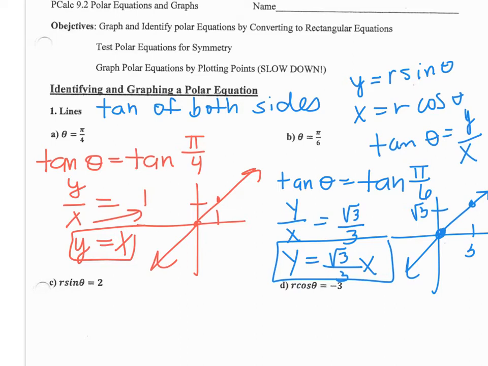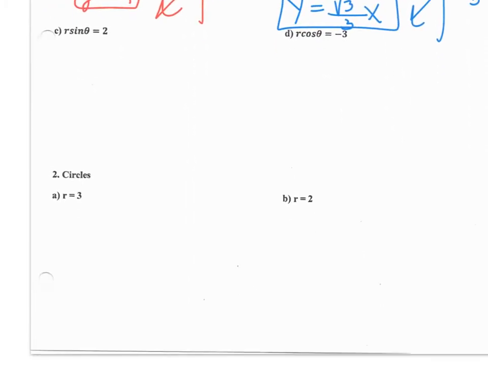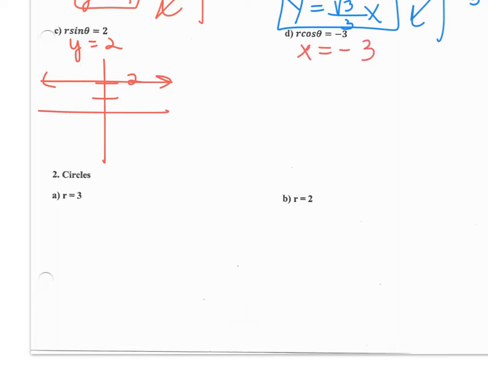All right, now let's talk about a couple that are vertical horizontal lines. Okay, r sine theta. Hopefully that's starting to ring a bell. That's the same as y. And then just 2. So that's kind of a nice easy one. That's just a horizontal line at y equals 2. All right? And then part D, r cosine theta is the same as x equals negative 3. So you've got a vertical line at negative 3.